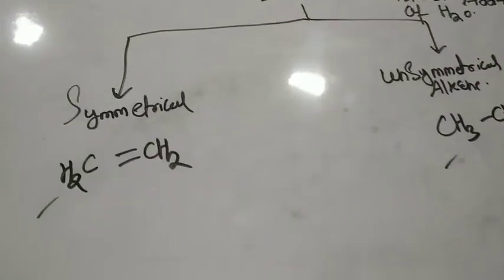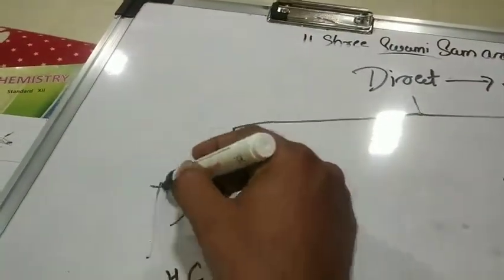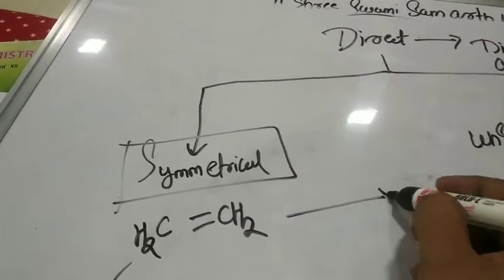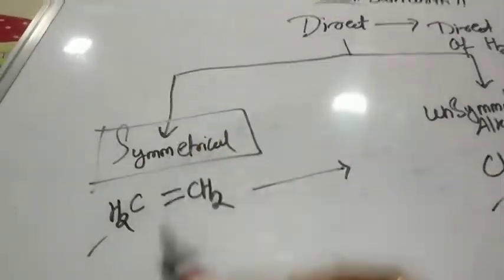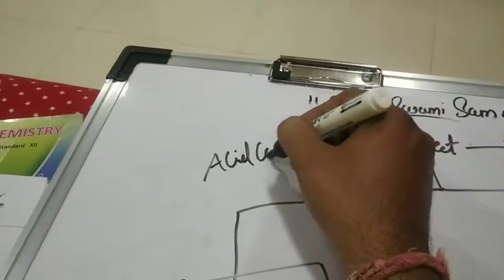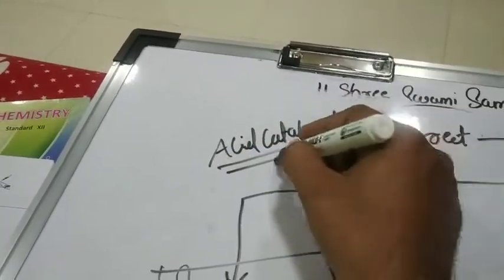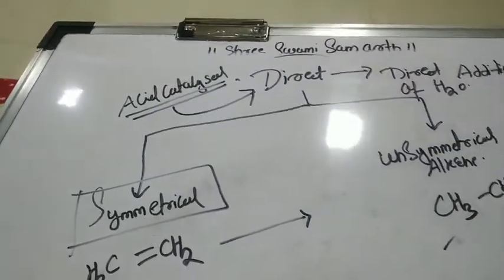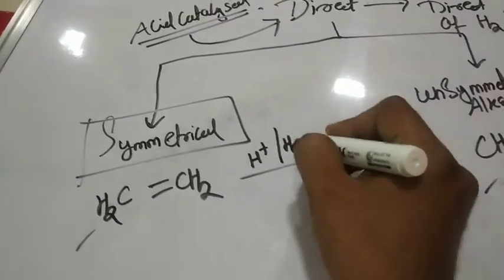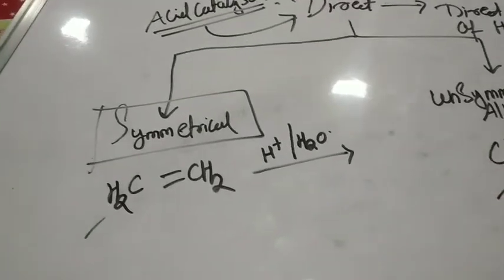Okay, so let's see the case of a symmetrical alkene is very very easy. सिमेट्रिकल में कुछ नहीं करना है. सिमेट्रिकल में डायरेक्ट एडिशन हो जाएगा, हमने देखा था जस्ट नाउ. What will be the condition for this particular acid? This is acid catalyzed reaction of alkenes in which direct addition is happening, right? So what is happening here? H+ and H2O, right? ये एसिडिक H+ और H2O कंडीशन हम लोग यूज कर रहे हैं.